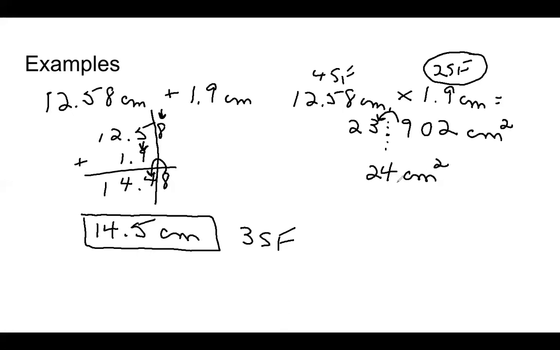And you can put the decimal point there or not. It doesn't matter because 24 centimeters squared shows 2 sig figs. If you wrote this as 24 decimal point centimeters squared, that would also show 2 sig figs. So this does not matter. Okay, let's do a few more examples.